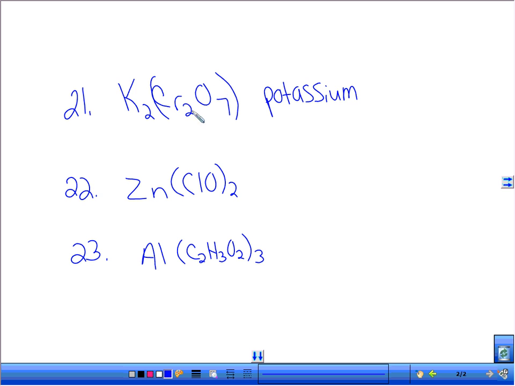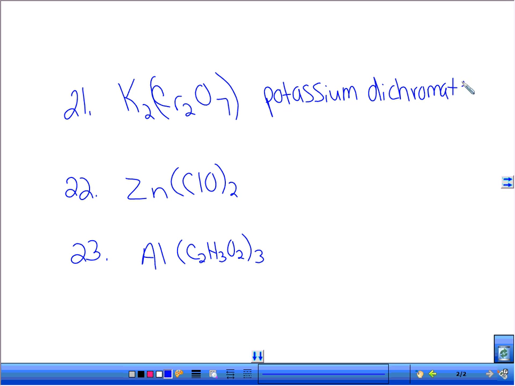And then this is a poly that you have to memorize. It's dichromate. Dichromate has a -2 charge. That's why the potassium has a 2 on it. We've already swapped and dropped them. You're basically looking at the answer there. This is potassium dichromate.